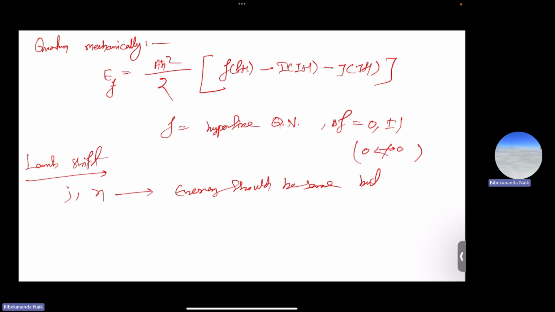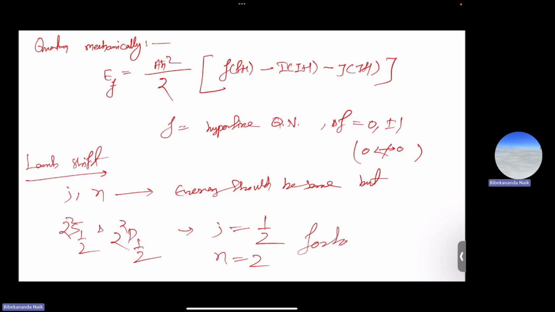For example, if you talk about the levels 2S1/2 and 2P1/2, suppose there are levels 2S1/2 and 2P1/2. Here j equals 1/2 for both the cases, and n equals 2 for both, but there is some gap between the energies, which is called the Lamb shift.